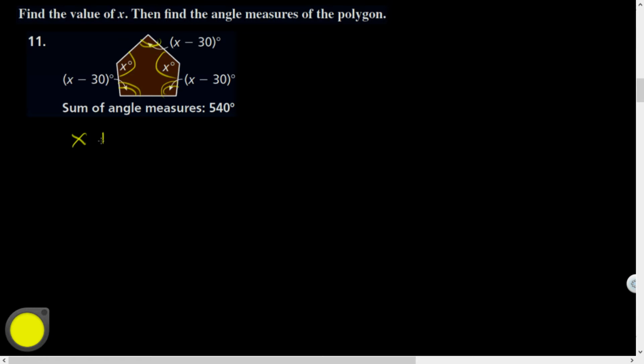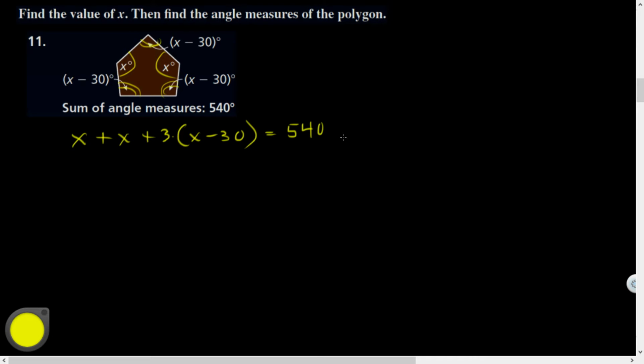So I'm going to say x plus, well, actually, how about this? How many x minus 30s do I have? 1, 2, 3. So I'm going to write that as plus 3 times x minus 30. I also could have just written x minus 30 plus x minus 30 plus x minus 30, and that would work. Question, comment? Yeah?